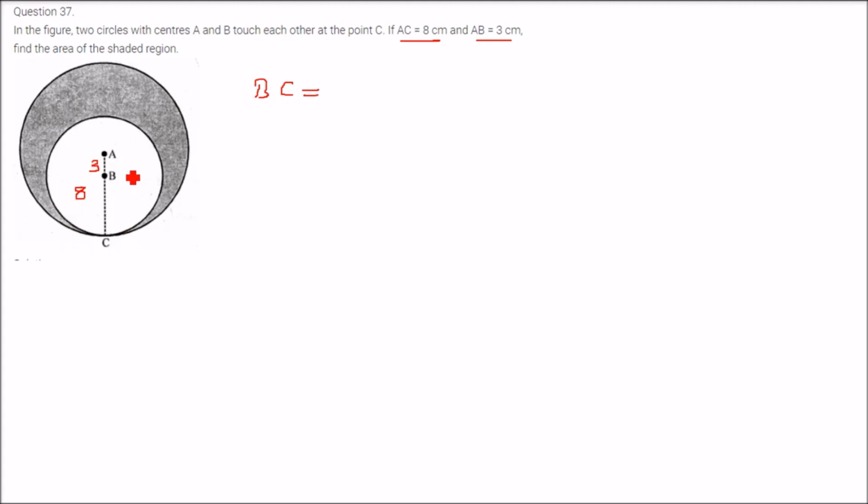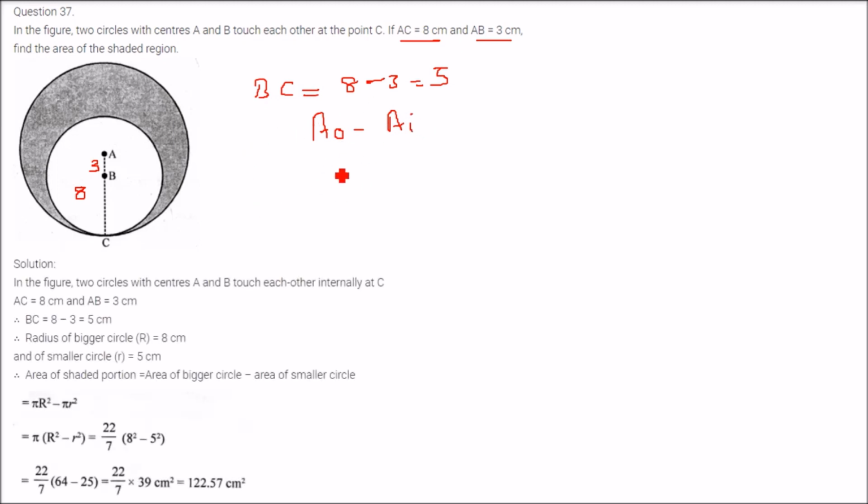BC will be this whole 8 minus 3. 8 minus 3, it will be 5. So 5 is the radius of the inner circle and 8 is the radius of the outer circle. We just have to find out the area of the outer minus the area of the inner.